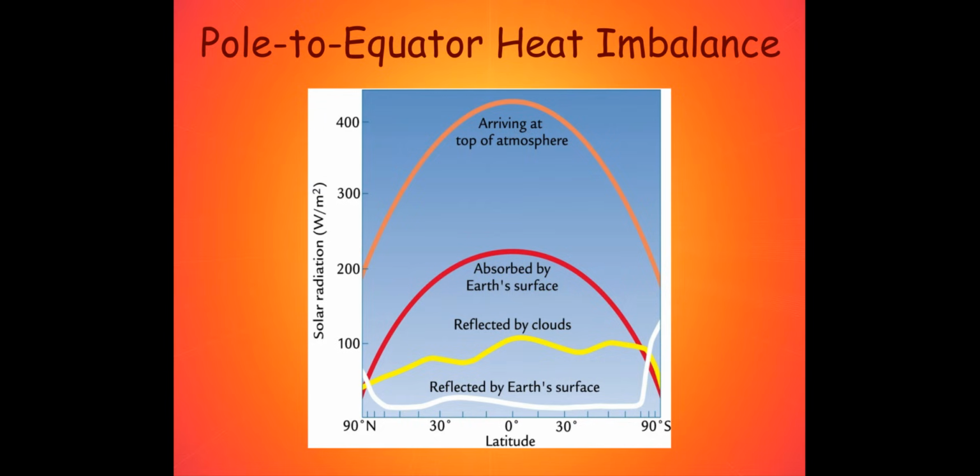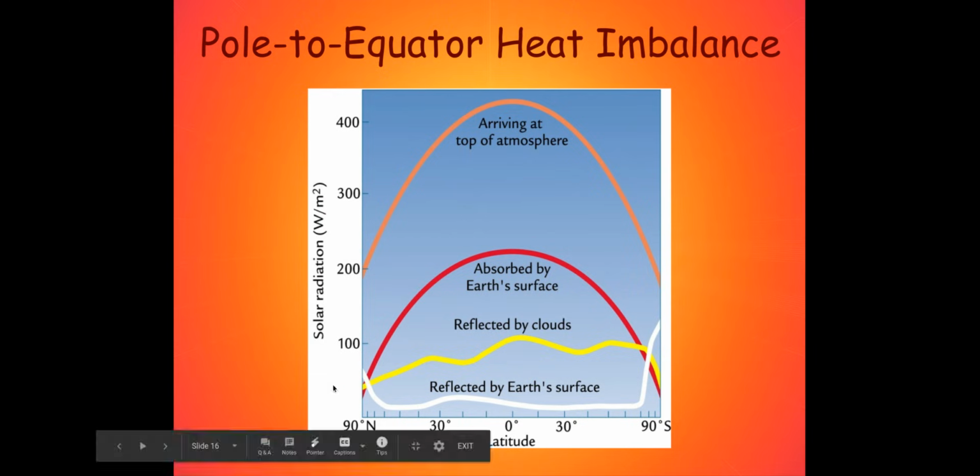Incoming solar radiation per unit area is higher in the tropics than at the poles. The sun angle is lower at the poles than in the tropics. Albedo is higher at the poles than in the tropics, and variation in cloud cover affects the heat imbalance. So if you see what is reflected by the Earth's surface, snow.